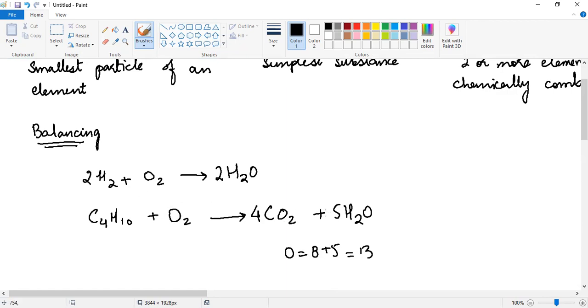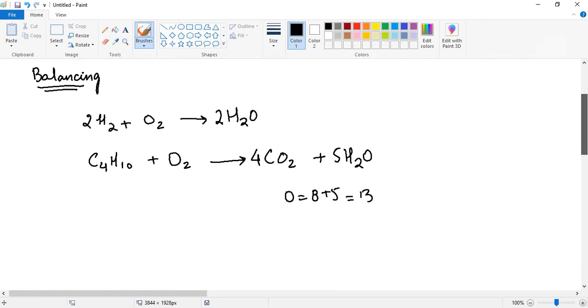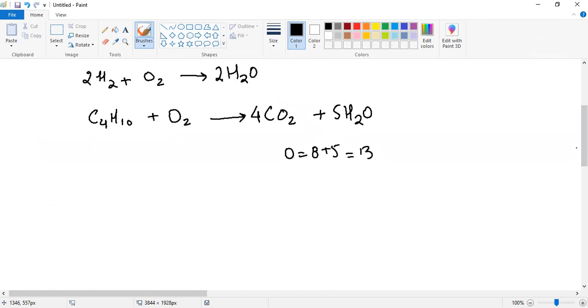We can do it in multiple ways. We can go on to find different approaches over here. First of all, one way is that we multiply the 2 by 13 over 2. If you do that, the 2 cancels with the 2, and we now know that there are 13 oxygen on the reactant side. This can be done.